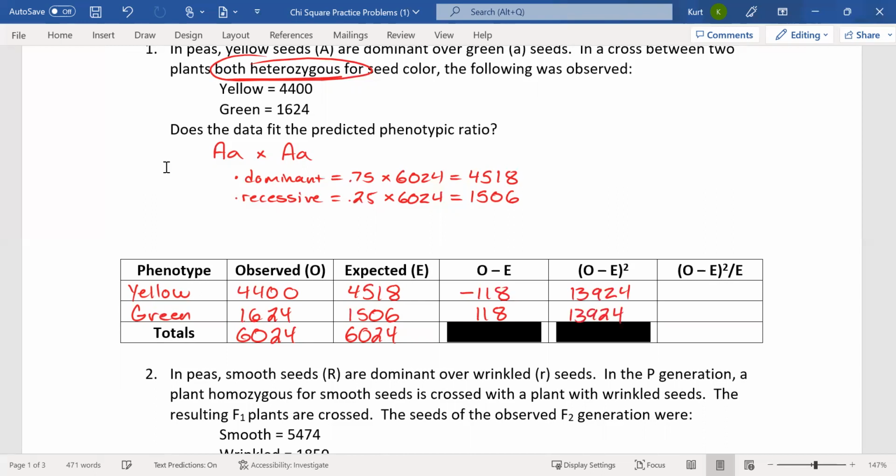All right. What is 13,924 divided by 4,518? 3.08. What is 13,924 divided by 1,506? 9.25. What is the summation of those two? 12.33 is your chi-squared. How many degrees of freedom are there in this problem? There's 1 degree of freedom. You have two possible outcomes. 2 minus 1 is 1.